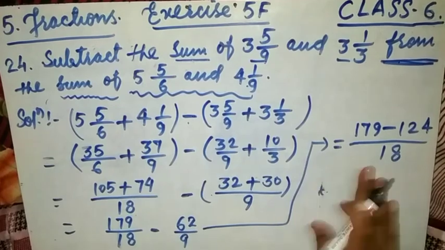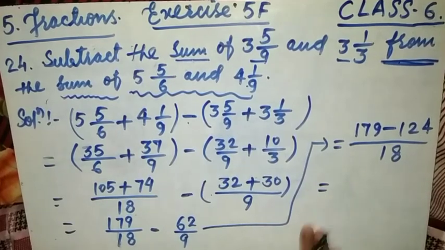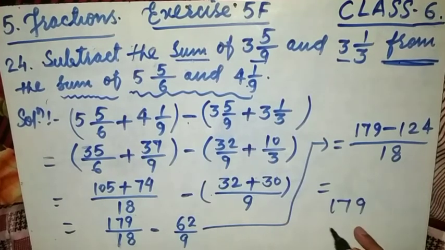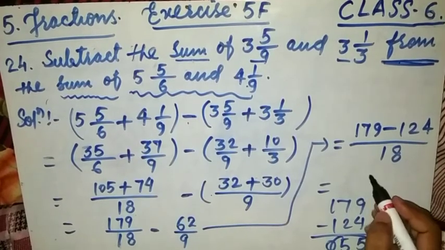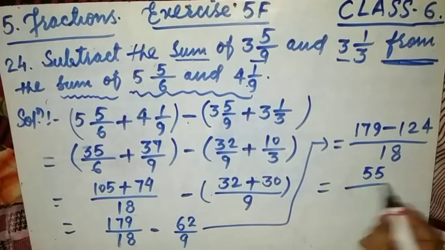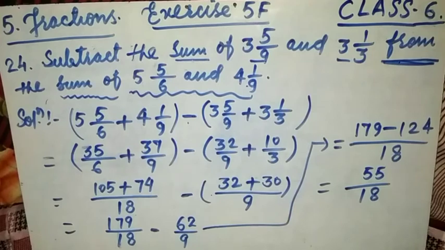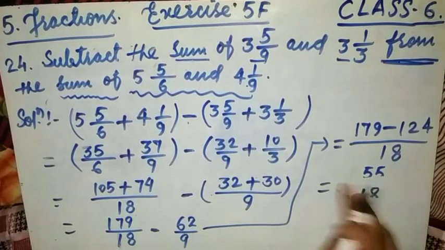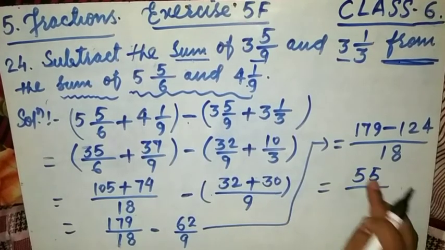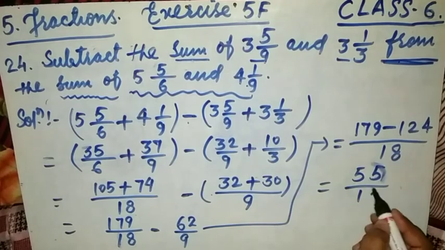Okay, if you have any calculation wrong, please improve your calculation. This is subtract, 179 minus 124, subtract, this is 5, this is 5, this is 0, means 55. So we write here 55. So 55 is divided by 18. Now friends see, if it is possible, dividing it by any number, but there is none, means 55 divided by 18.